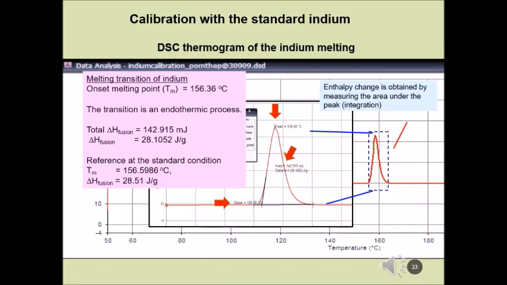The narrow DSC peak with a certain width and uniform shape also indicates crystalline molecular structure and purity of the sample. We consider the peak temperature instead of the onset temperature for a very broad DSC peak. The total enthalpy of fusion, which is the peak area related to the energy necessary to melt the indium metal, is 142.915 millijoules. The enthalpy of fusion using the indium sample is 28.1052 joules per gram.